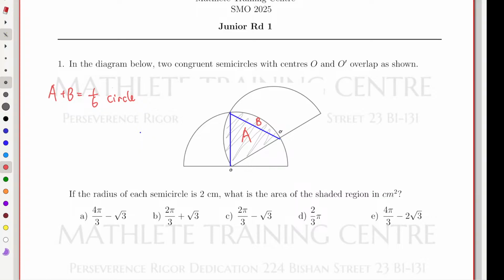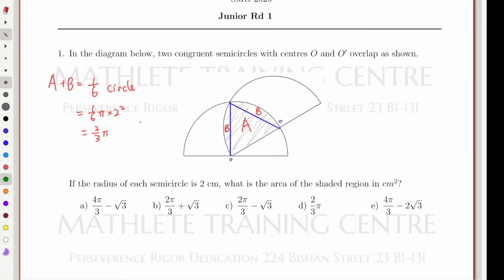And then 1 over 6 of a circle will be equal to 1 over 6 times pi times 2 squared. This one will be equal to 2 over 3 of pi. But then we also need to find, okay, how much is A plus 2B? Because this is what the question is asking. Luckily, we know exactly what A is supposed to be. Because for an equilateral triangle with side length S, there is a formula that says that the area of this triangle is equal to square root 3 over 4 times S squared.